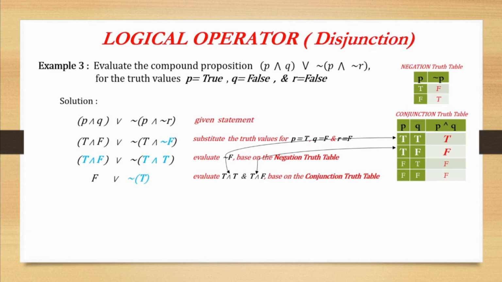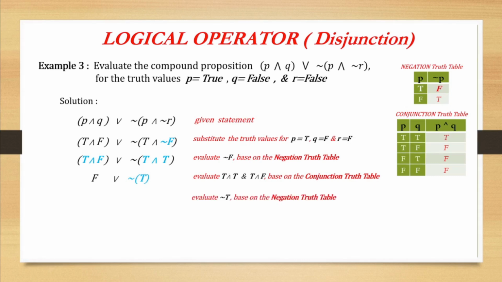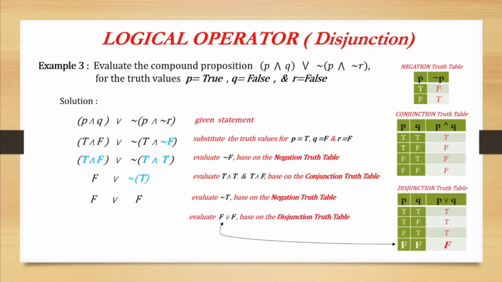Then, as you can see, there is a negation for true. We have to evaluate negation true. Based on the negation truth table, when proposition P is true, the negation of P is false. So as we update our statement, it becomes false or false, or the disjunction of both false. Based on our disjunction truth table, the disjunction of false and false is false.